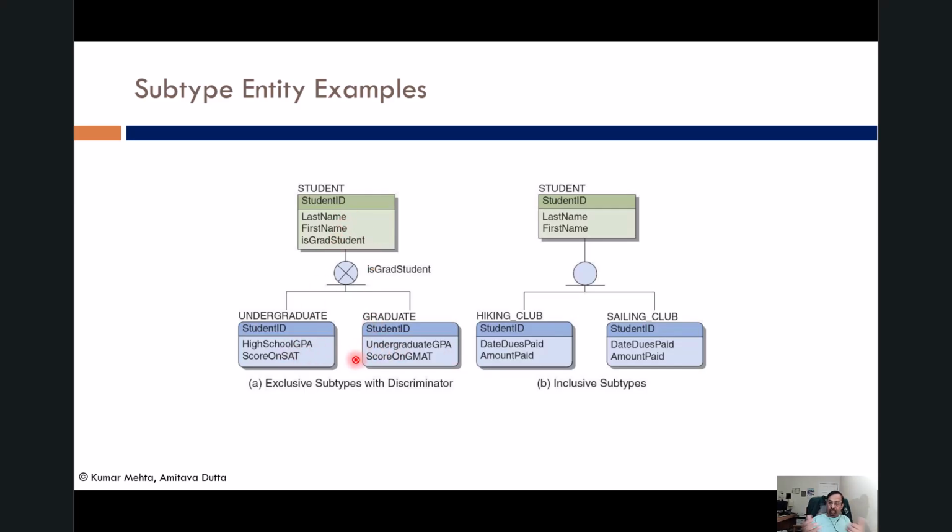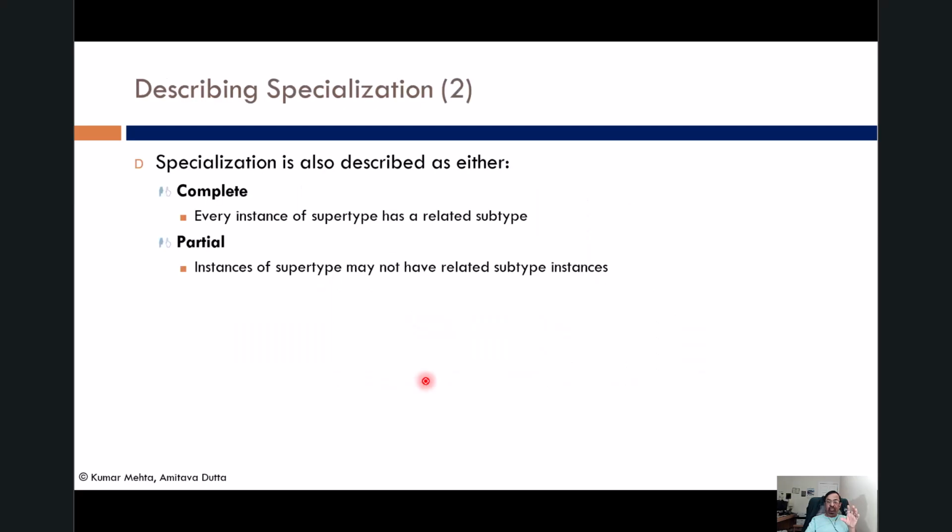Now, if you have a university that has a policy that in order to be a student at the university, you must be either an undergraduate student or a graduate student, then we would say that the specialization is complete. So every student belongs to one or the other of these two subtypes. In that case, we would put a double line underneath this circle. So that's the distinction between complete and partial specialization.